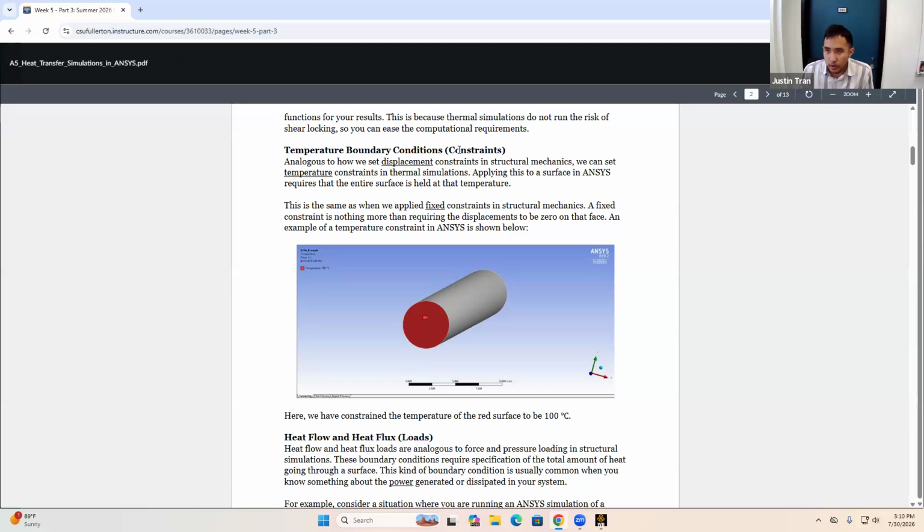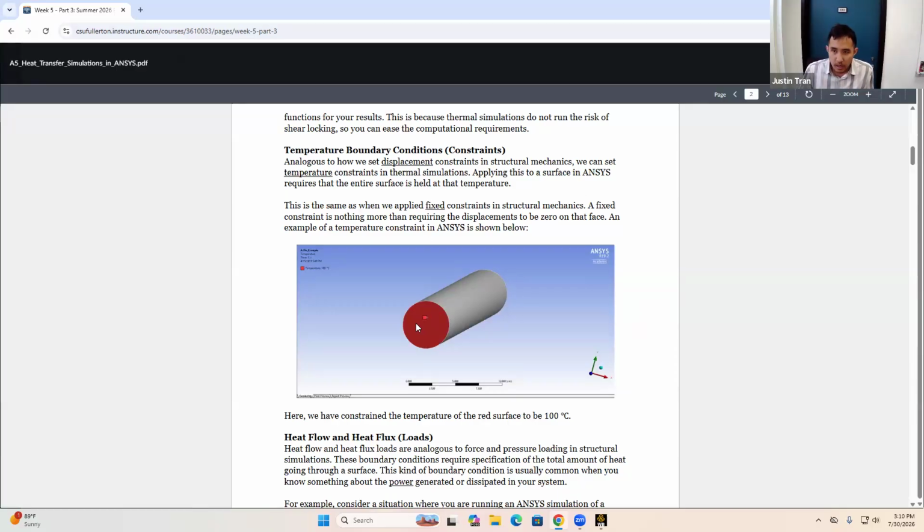So for constraints, if you think about how we did constraints in a structural simulation, a constraint was a direct specification of the deformation at a certain part of the geometry. Now, for a thermal simulation, what is considered a constraint is a temperature boundary condition. So anytime you specify the temperature of your geometry at a very specific location, that is considered a constraint.